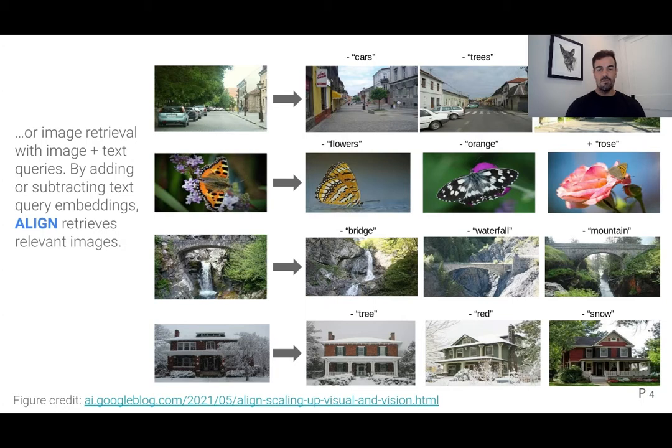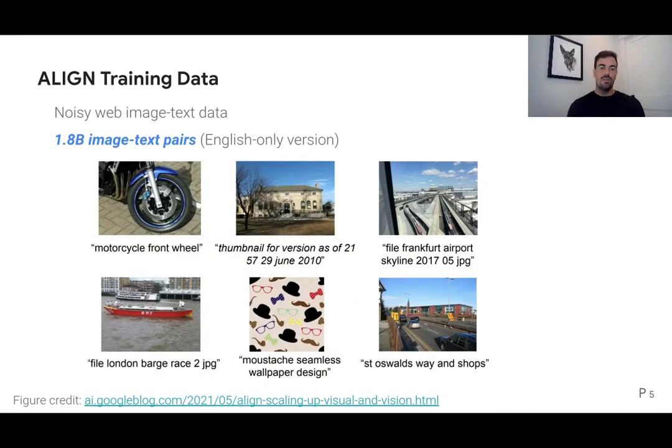And the reason for these advances is not so much new modeling techniques as simply using much larger models and much more training data. How much training data? The Align model is trained on noisy web image and text data. You can see from these examples here, the text data is really quite noisy, but the training data consists of 1.8 billion image text pairs for the English only version of this model. And so the power of these models really comes from the huge amounts of data that are used to train them.